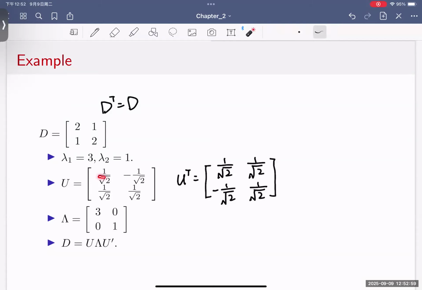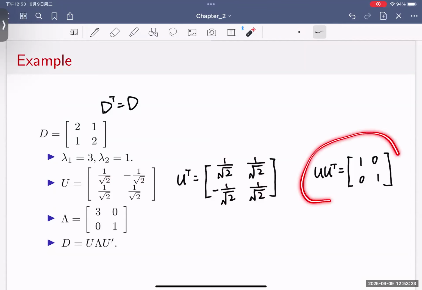So you can check. Once you use this U times U transpose, you will get the identity matrix. This row times this column gives 1, and this row times that column gives 0, and so on and so forth. You can also check that with this U and this capital lambda, D can be represented like this. This gives us a key feature about symmetric matrices.